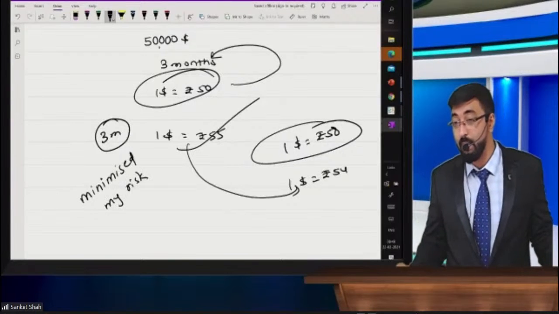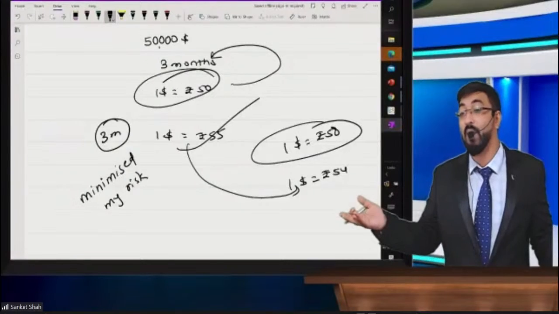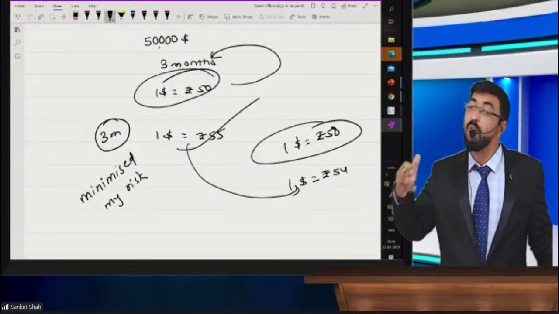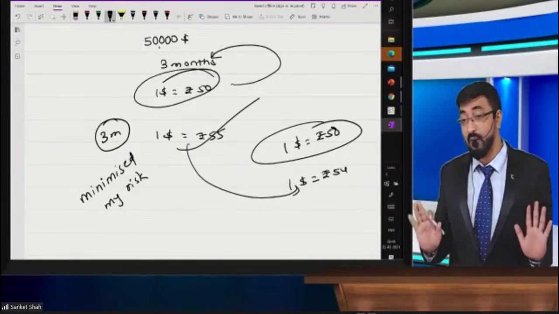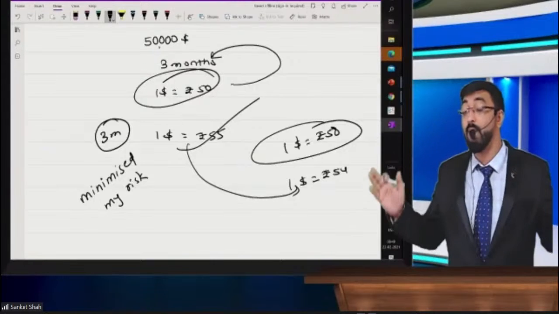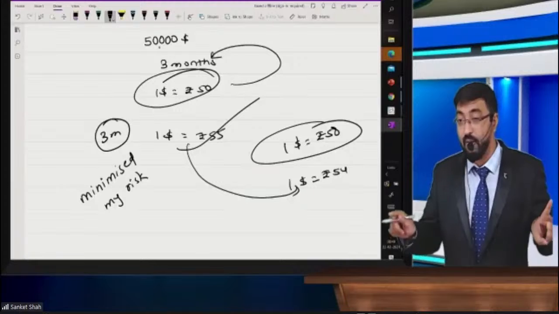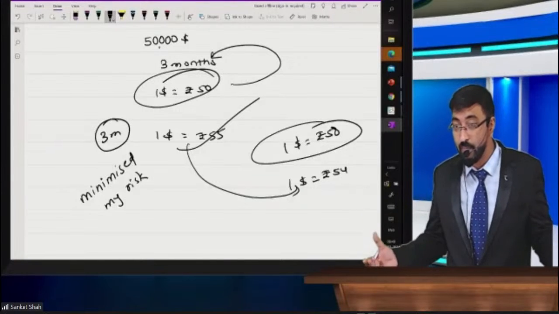But very simple, I'm married to a CA girl only. Why? Because suppose my practice doesn't run, she will do a job. That is the minimization of risk. I could have got a very nice Aishwarya also, but no, I wanted a CA. Why? Because of future purpose. That is a future contract. Remember, that is the example. So I minimized my risk by entering a marriage contract.